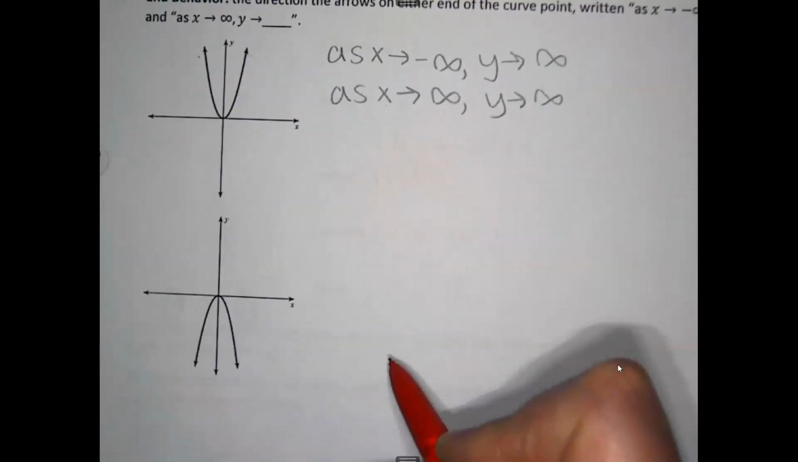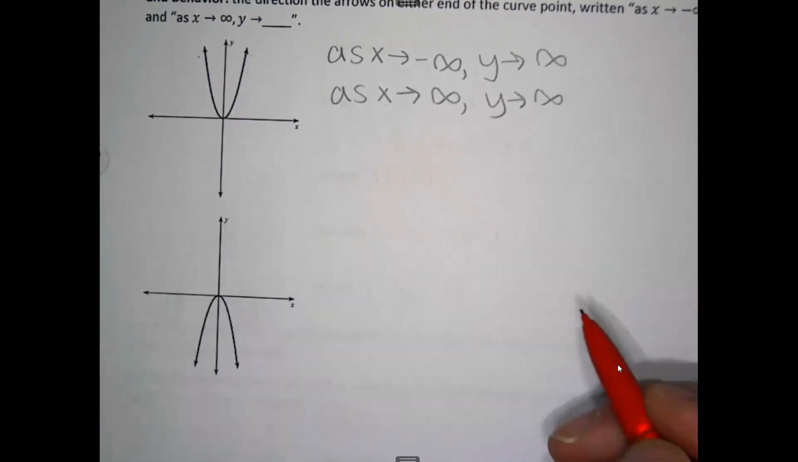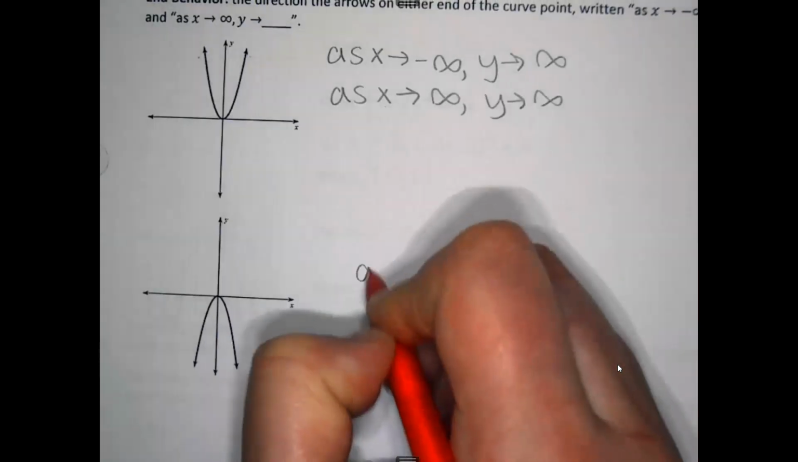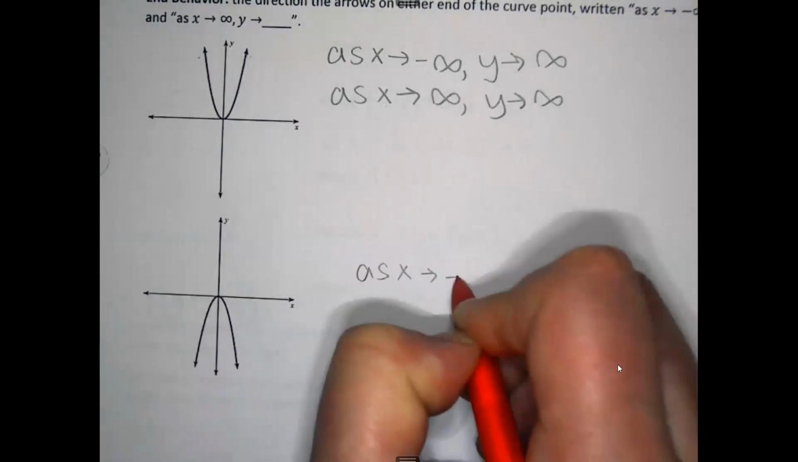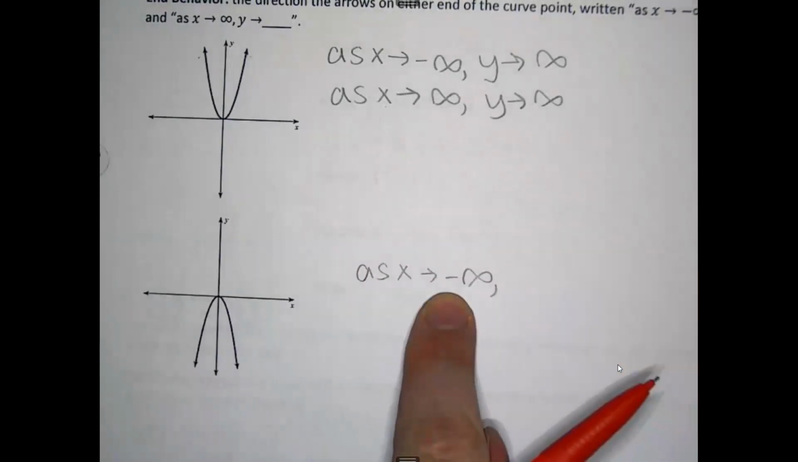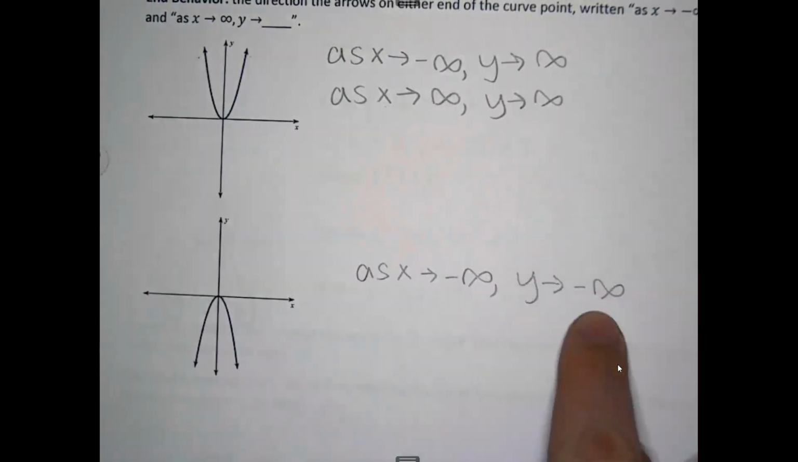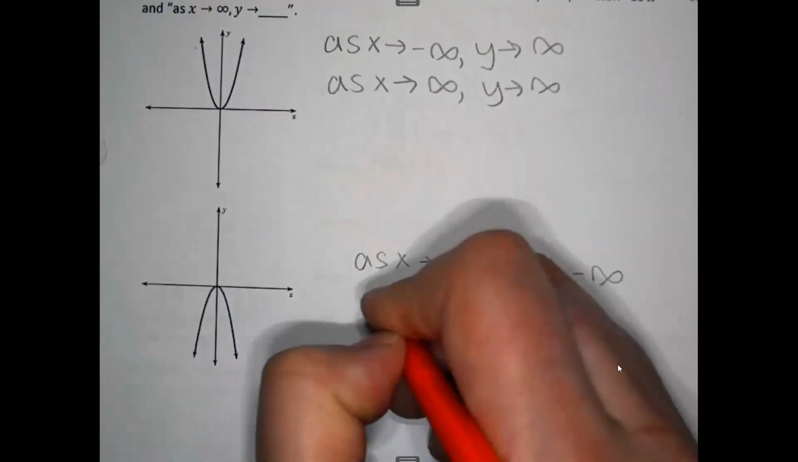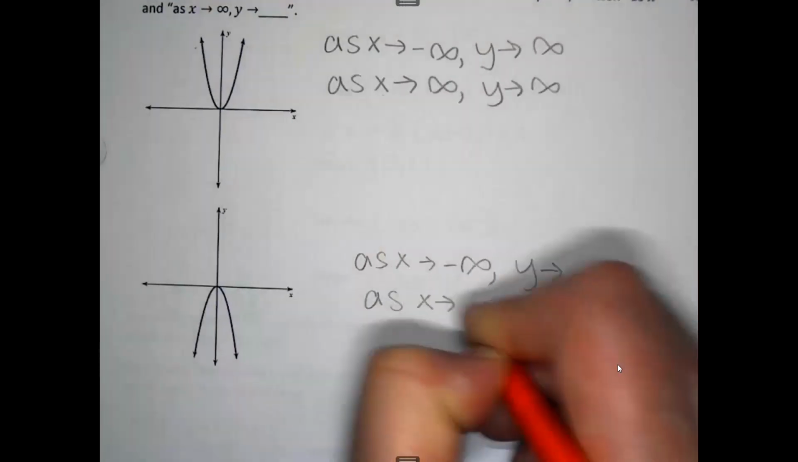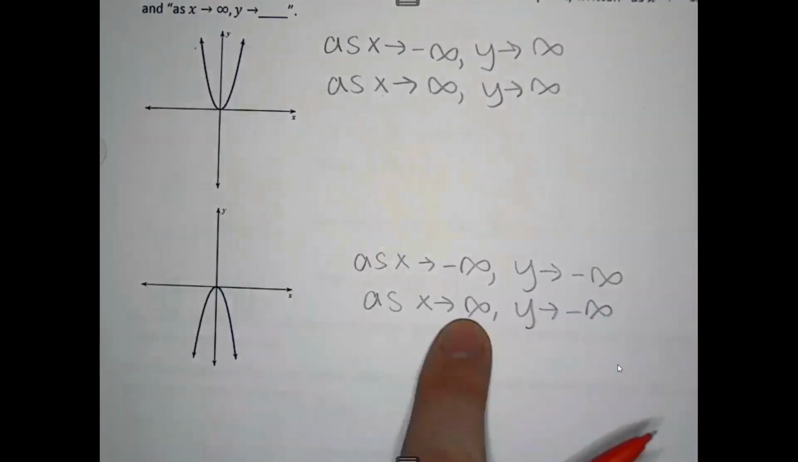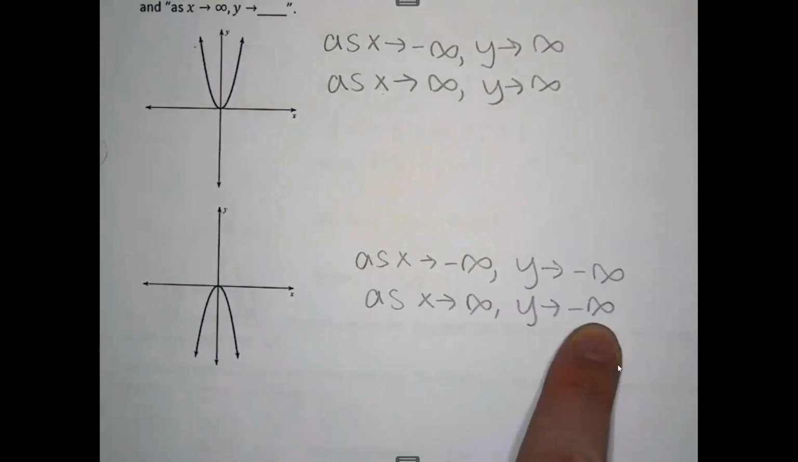And then for this other type of picture, the left arrow goes down and the right arrow goes down. Destiny, you getting this written down? As x goes to negative infinity, so this is how we say left arrow, y goes to negative infinity, goes down. And the right arrow goes down.